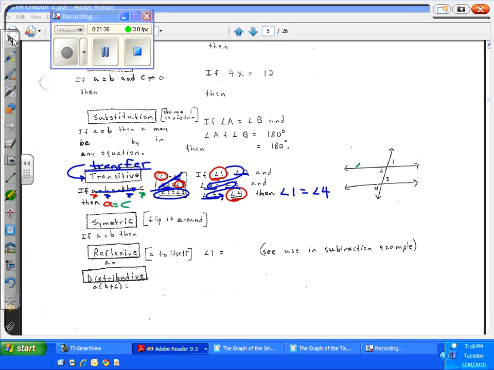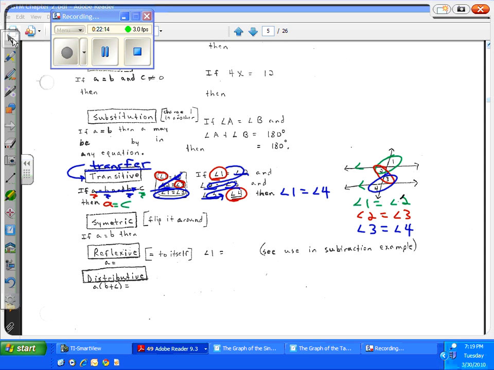At some point in this text, we will begin to talk about parallel lines, and we'll talk about vertical angles, and we'll learn that angle 1 is equal to angle 2 because vertical angles are equal. And we'll learn that angle 2 is equal to angle 3 because alternate interior angles are equal. And we can then also say that angle 3 is equal to angle 4 because vertical angles are equal.